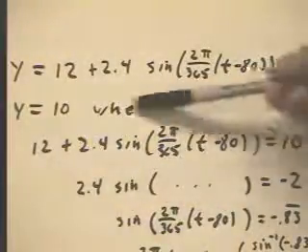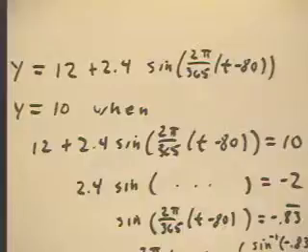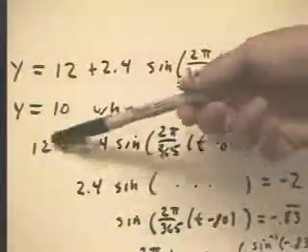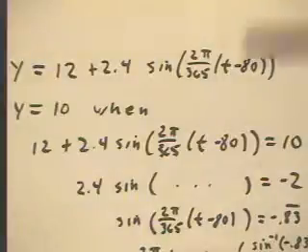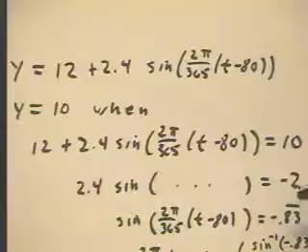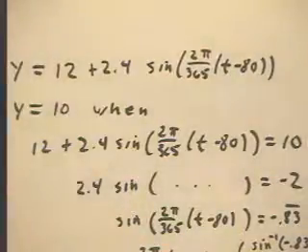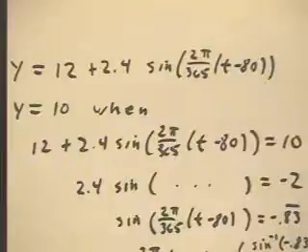So we write that equation like this. Just this whole side is the same. We've just set it equal to 10. We add negative 12 to both sides, and we get negative 2 on this side. So we got 2.4 times the sine of all this stuff, which I didn't bother to write here, equals negative 2. Dividing 2.4 into negative 2, we get negative 0.83 repeating.